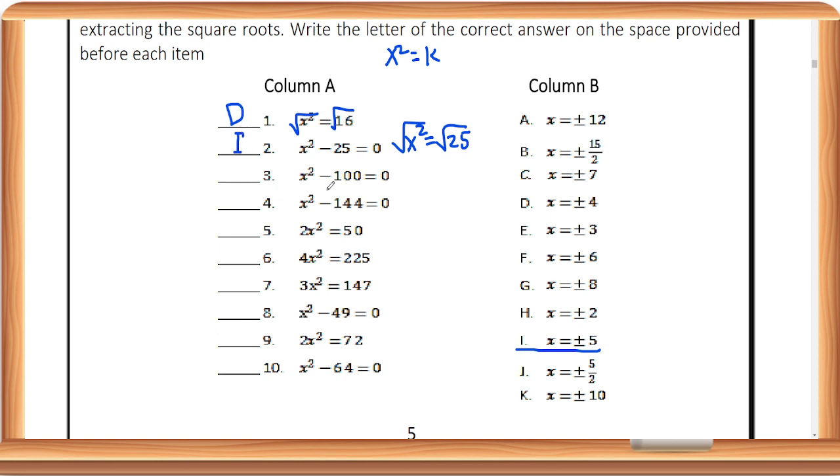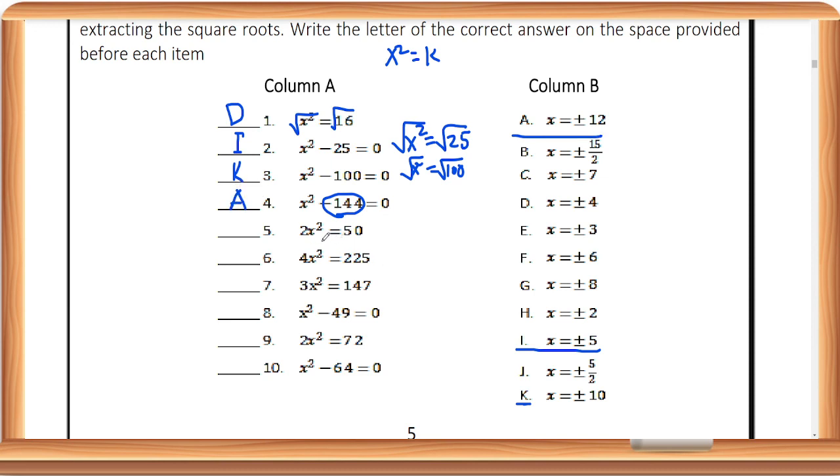Now, for number 3, syempre, yung 100, mapupunta sa kabila. So, x squared is equal to 100. And then, what is the square root of 100? Natural, it is positive and negative 10. So, you have to look for 10. So, that is K. Almost all got this. And about this one, syempre, ano yung square root ng 144? It is positive and negative 12. So, that's A. So, almost lahat din nakakuha nito.